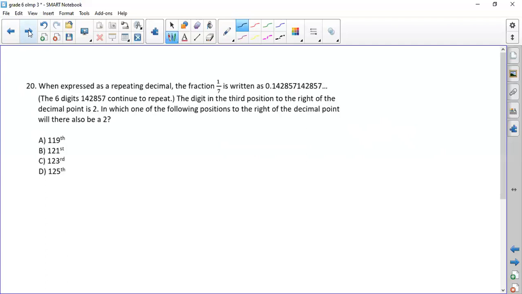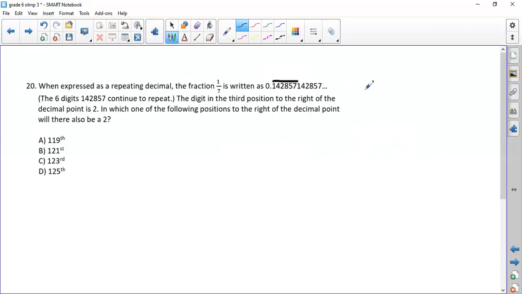This one is a nice question. When expressed as a repeating decimal, the fraction 1 over 7 is written as 0.142857, 142857. So it means it is what kind of number? It is a recurring decimal. This one is repeating infinitely.